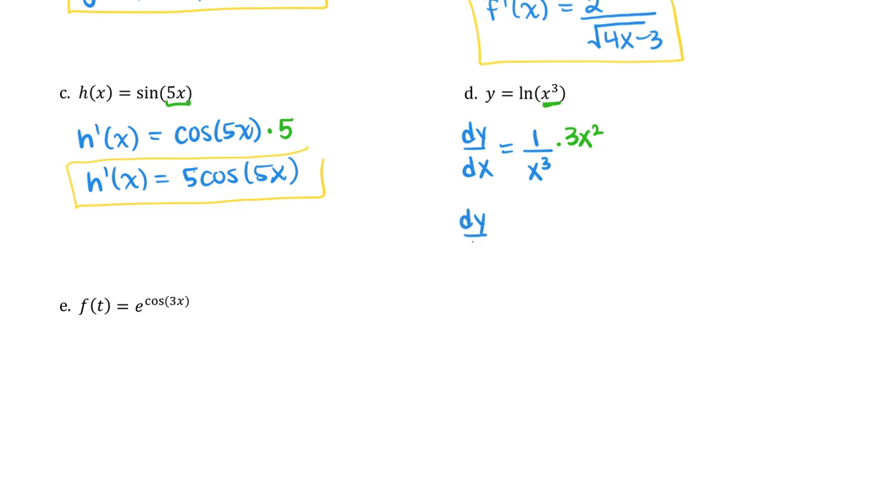Okay, so if I simplify this, what do I have? 1 times 3 is 3. If I cancel out x squared, I'm left with an x at the bottom. So dy dx is 3 over x.